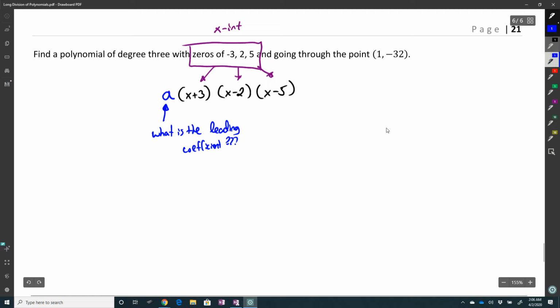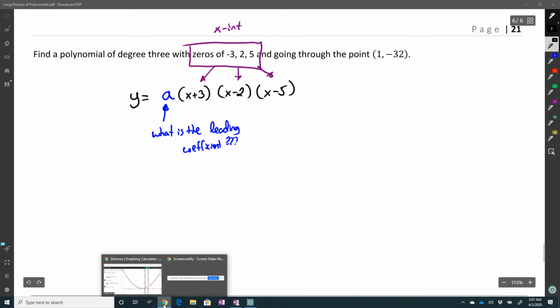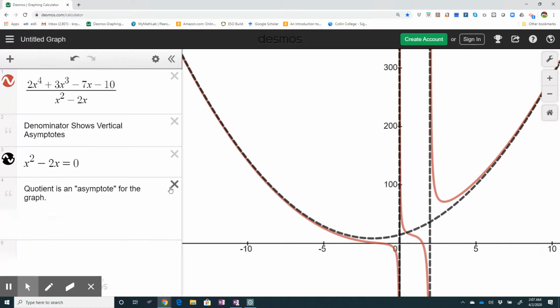I'm going to put y equals in front of it. If not, you'd be done. There's some problems on the homework where actually that's all they want you to do. They say find a polynomial with these x-intercepts and a leading coefficient of 1. If you know what the leading coefficient is, you're done. And that's pretty much the happiest problem ever. Now, the reason why we can't just stop there, let me erase all this.